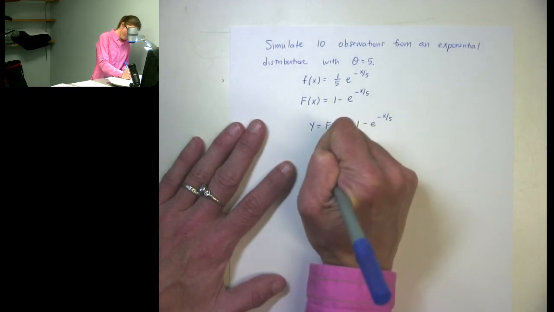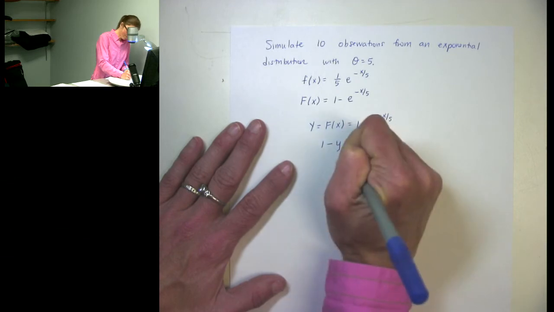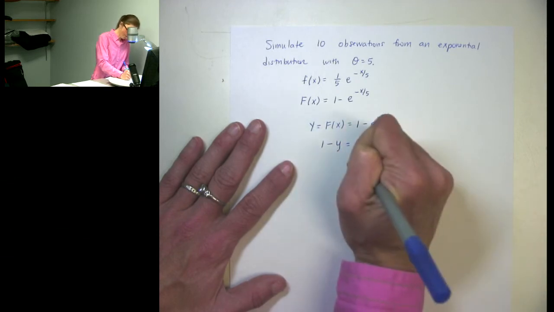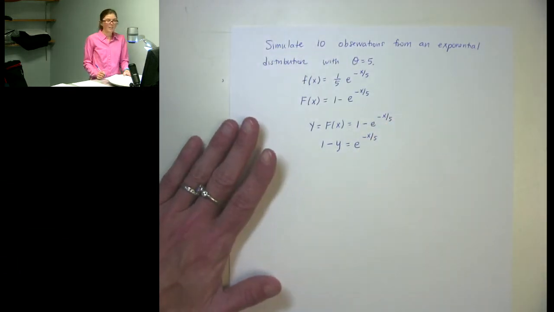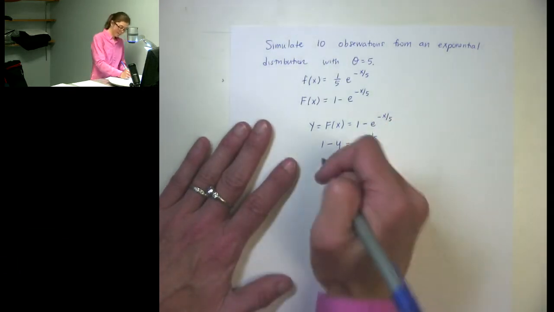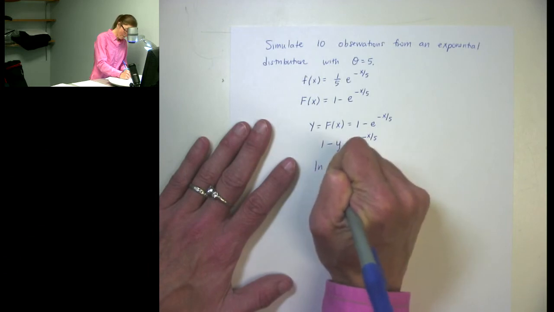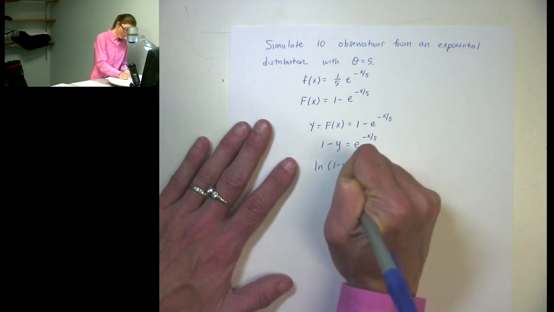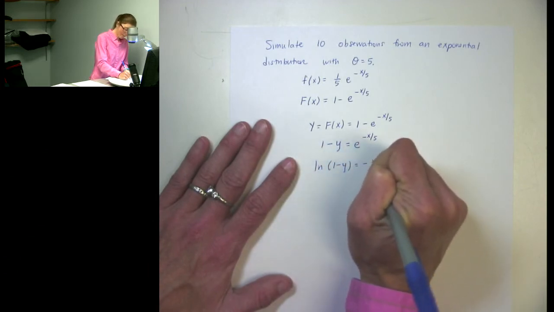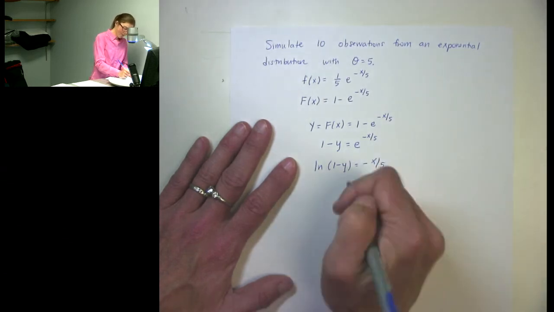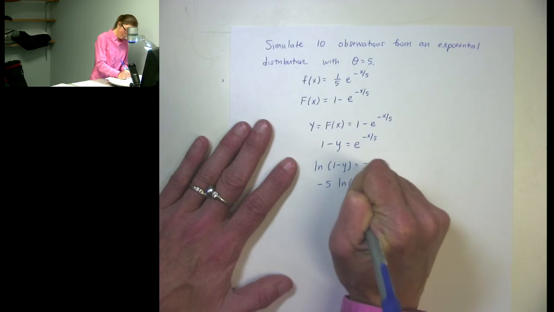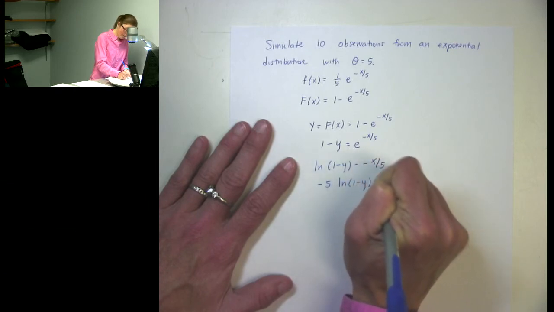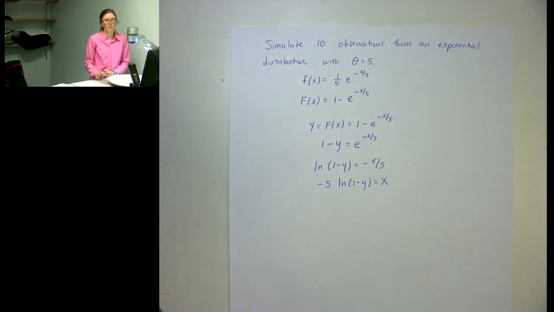So I have 1 minus y equals e to the minus x over 5. If I take the natural log of both sides, I get the natural log of 1 minus y equals minus x over 5. So minus 5 times the natural log of 1 minus y is equal to x. So there's my inverse function.